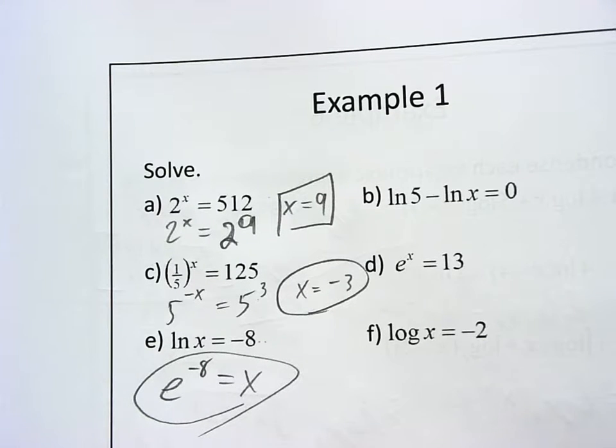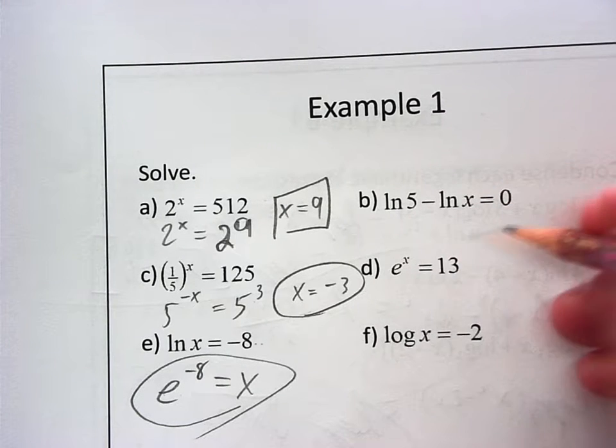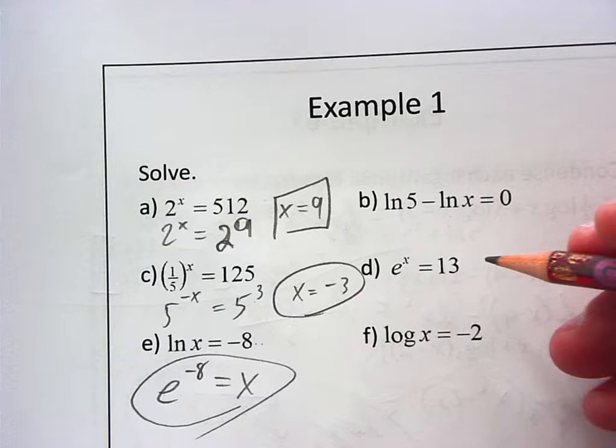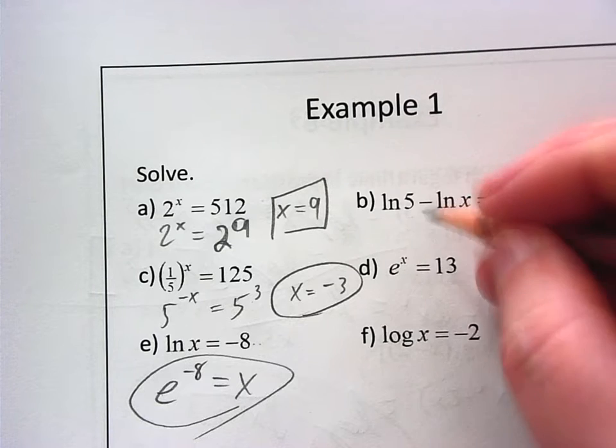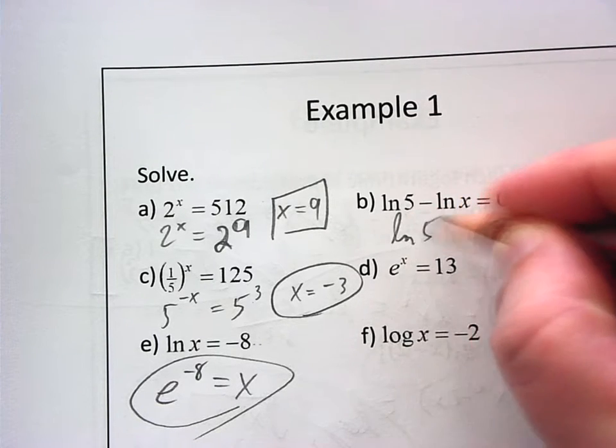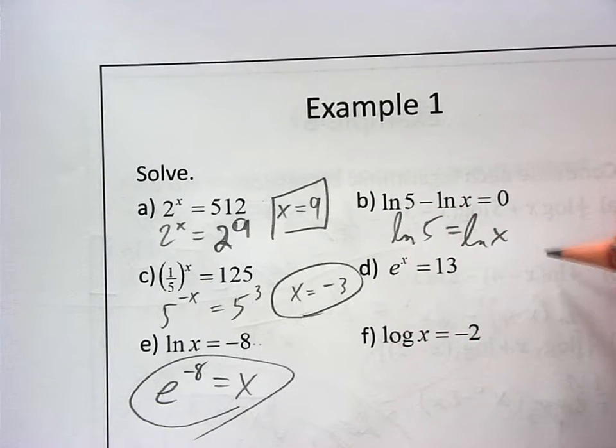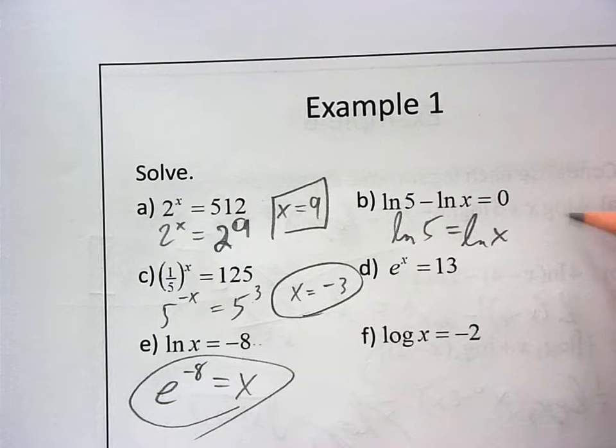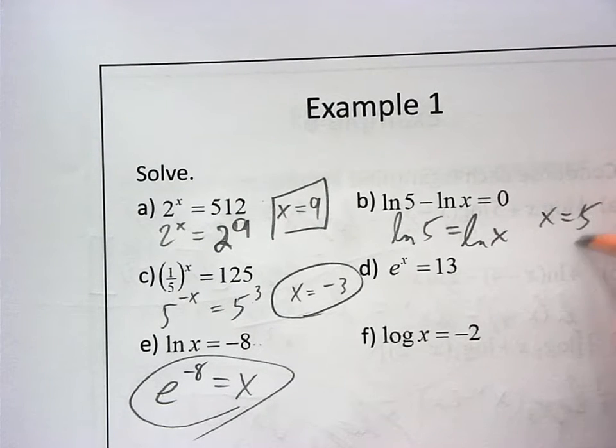So on this one I could use some basic algebraic properties and go back to the one-to-one. Because if I move over the ln of x, if I add it to both sides, I have ln of 5 equals ln of x. So what's x? 5. That's that one-to-one property again.